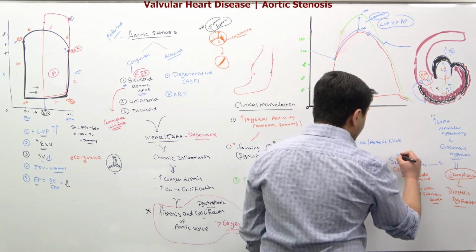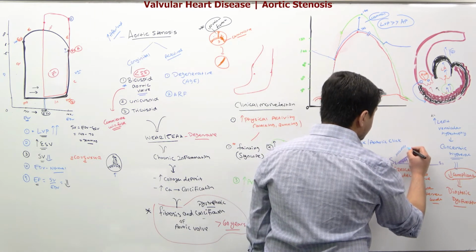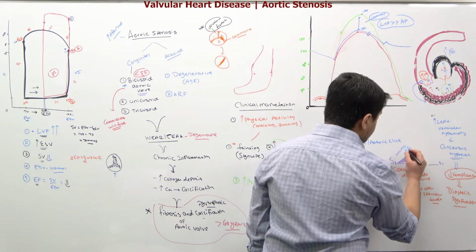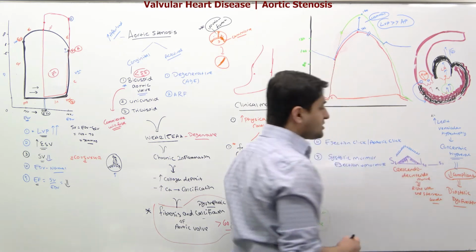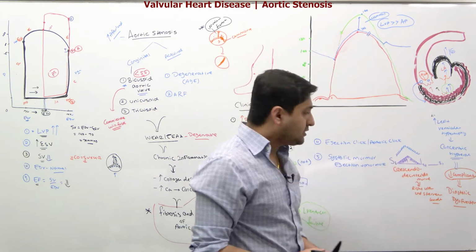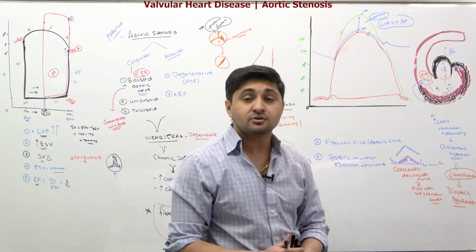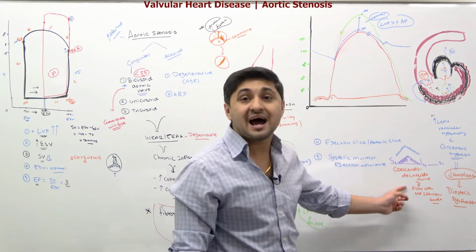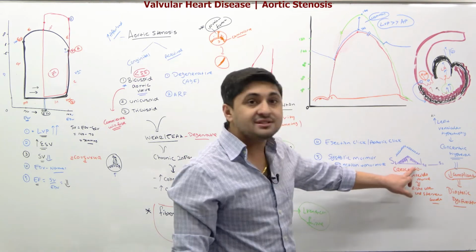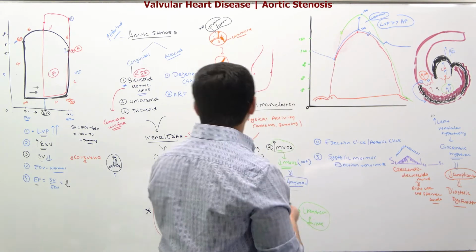So sometimes you can write like this too. It goes up like this, okay, and comes down like this. So this is a crescendo, decrescendo murmur, okay? And you got to remember this. Please remember this crescendo, decrescendo murmur, or we also call them a diamond-shaped murmur, right? You can see this in other conditions too. And please remember this too.